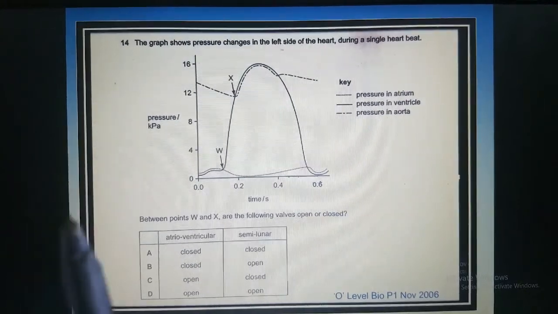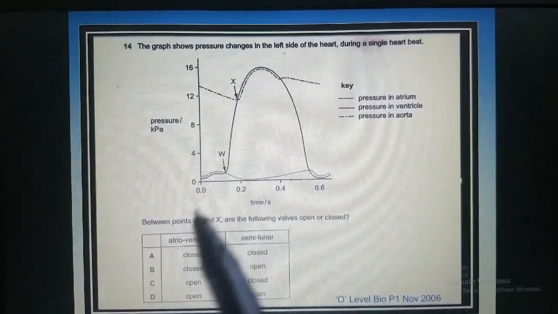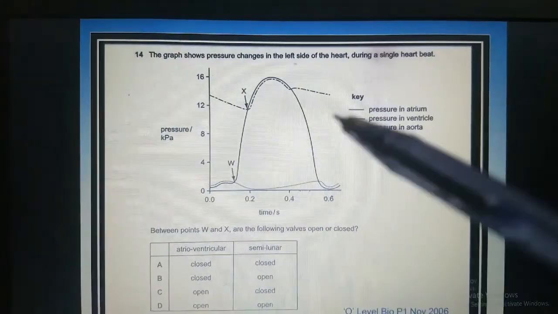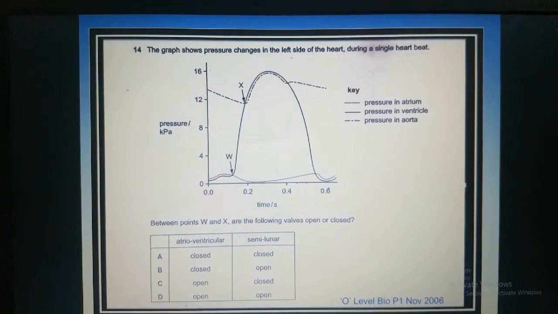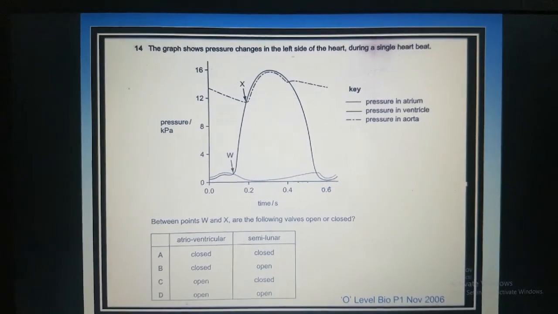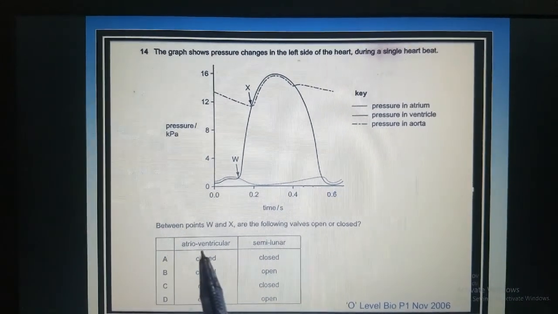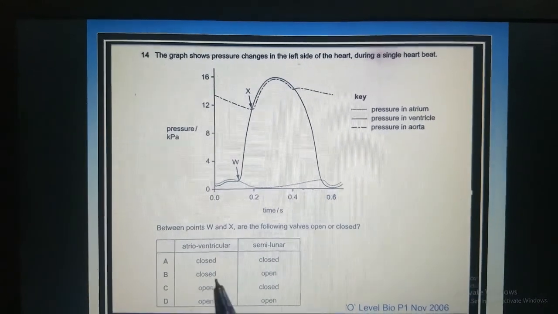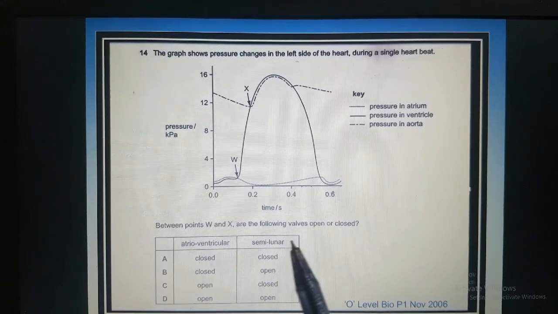Right? Now between point W and X, are the following valves open or closed? Now you have to check W and X. You know that at this stage it will be isovolumetric contraction. All the valves should be closed. So you have to check option A, that is atrioventricular valve and semilunar valves are closed and closed. Only one option has both closed. So the answer would be A.